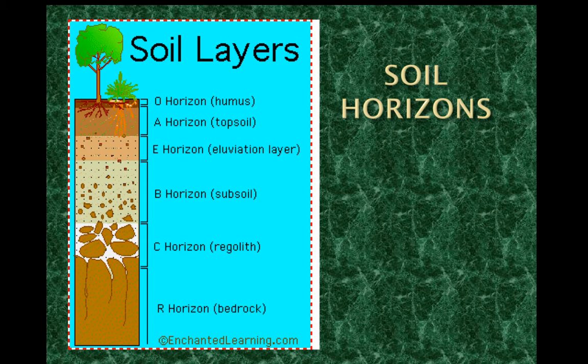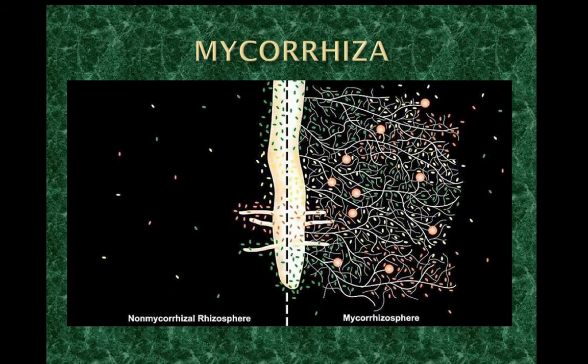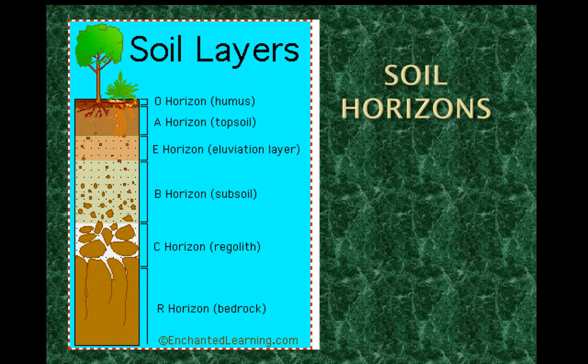It also contains humus, which is decomposed organic material, and it contains living organisms that live in the soil. The B horizon has fewer organisms and less organic matter, and the C horizon is mainly broken down rocks. Underneath all that is the bedrock.